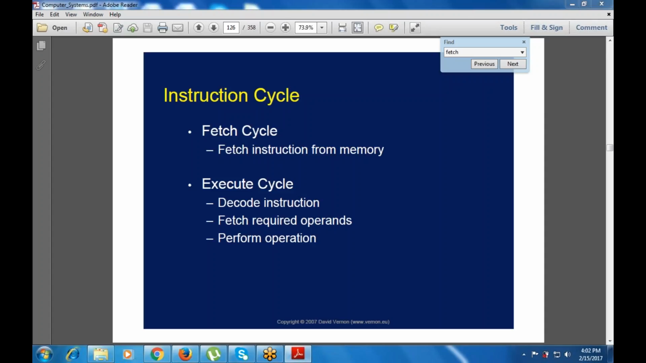The fetch cycle is used to decode the instruction cycle. It fetches the instruction from the memory, then the execute cycle is for decoding the instructions, fetching the required instructions, and performing the operation.